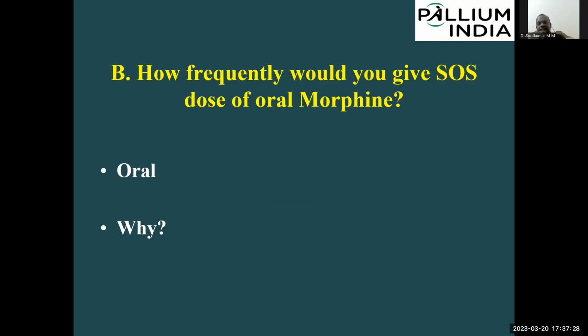So this was the question that we asked: how frequently would you give an SOS dose of oral morphine? You have to understand it has to go into the small intestine, from where it is gradually absorbed, then goes to the liver, and then metabolites are liberated into systemic circulation. That is M6G, the main component which gives you pain relief. So this process will take some time. The pain relief will start by about 30 minutes, but the peak of pain relief will be by 1 hour. So it is safe to administer morphine after 1 hour of the previous dose. That's the answer for this question.